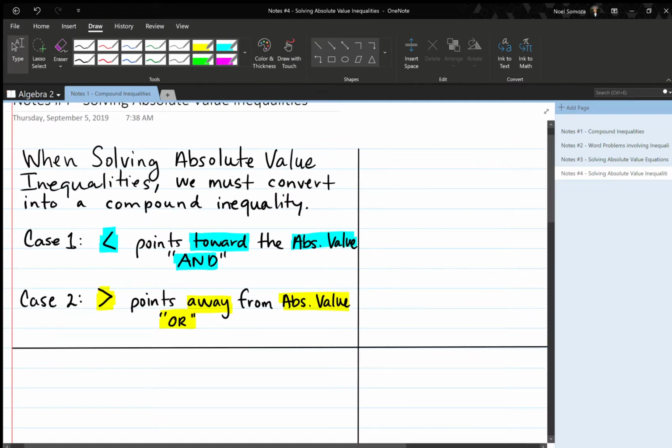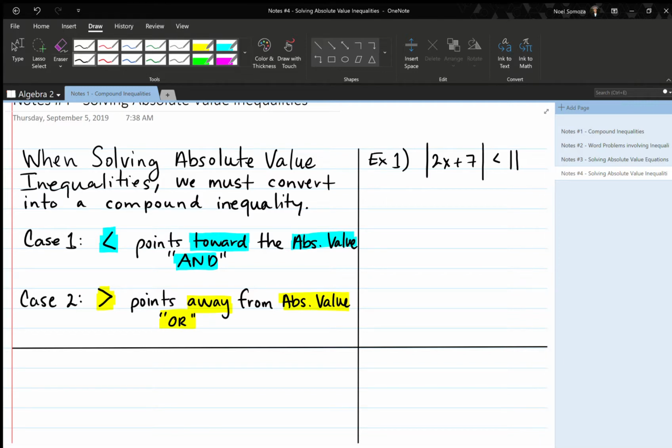So first example here. We have absolute value of 2x plus 7 is less than 11. Last time we dealt with equals. We had an equal sign here, and we would split the equation into two, and then we would solve. We talked about that not last time, but the time before, last week on Thursday.